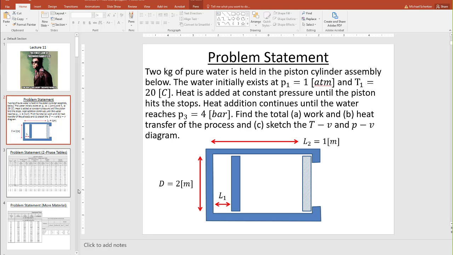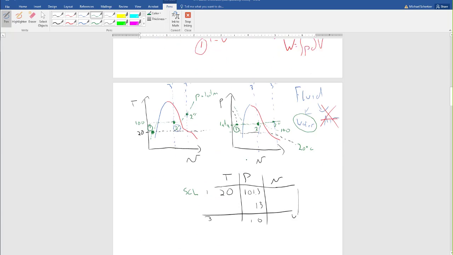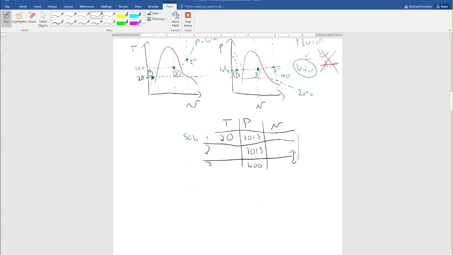So what I can do, the diameter is 2 meters and the length is 1 meter. So I can go down here and find V2, which is going to be equal to the volume at 2 over the mass. But V2 is going to be equal to pi d squared over 4 times L, or I could say pi r squared times L.